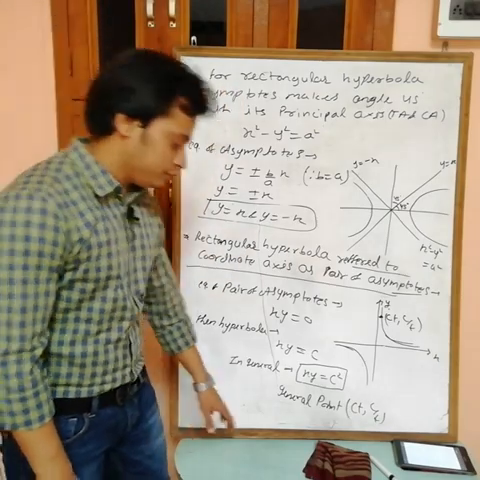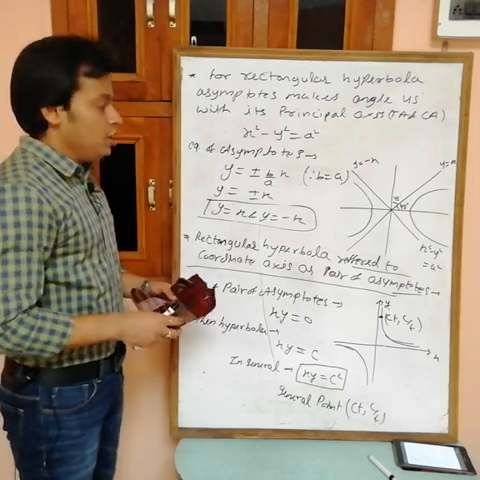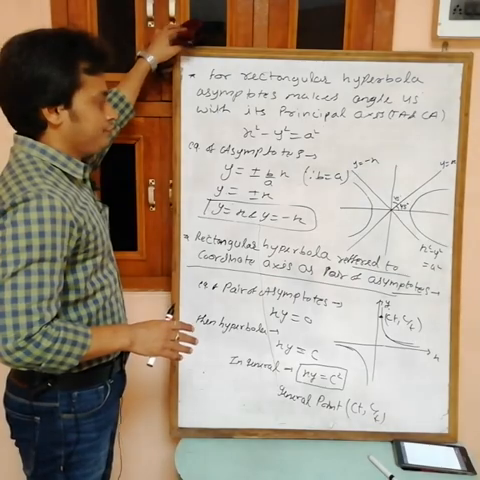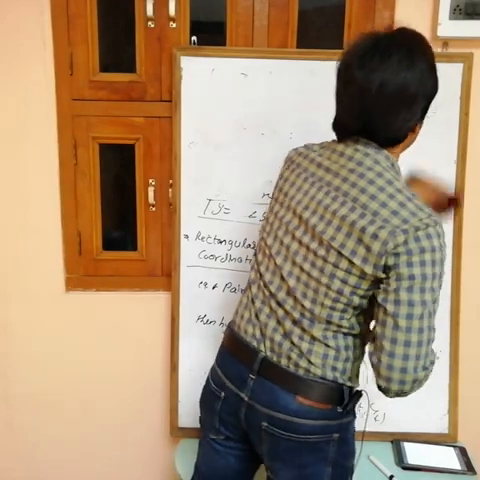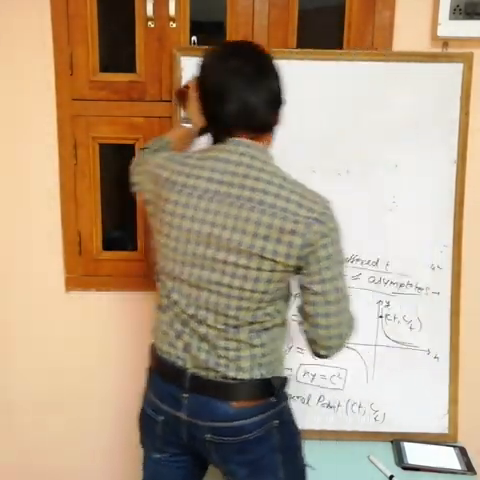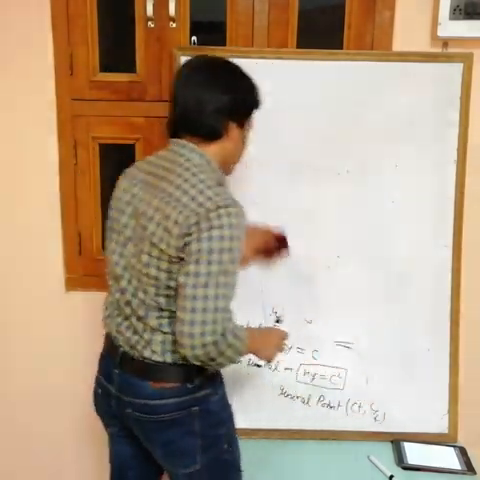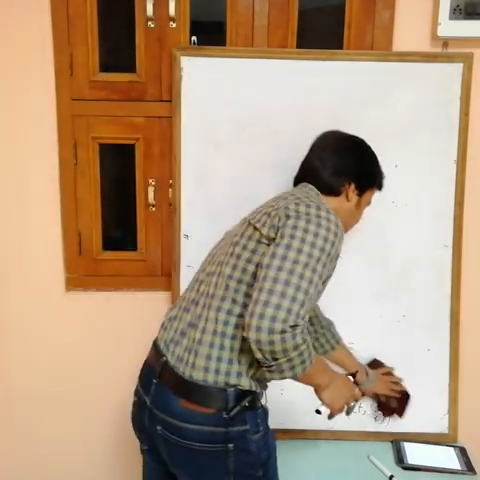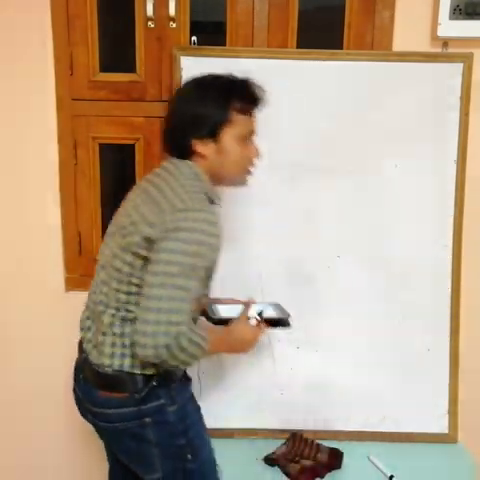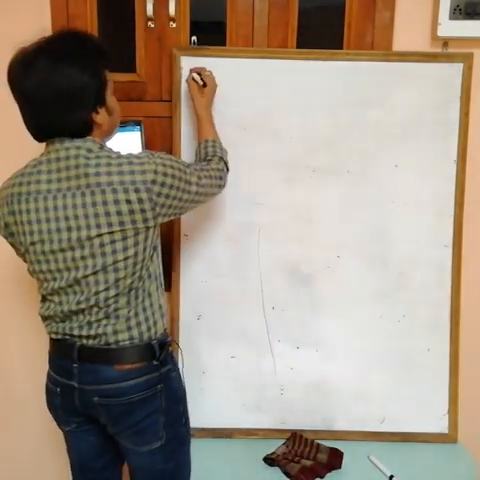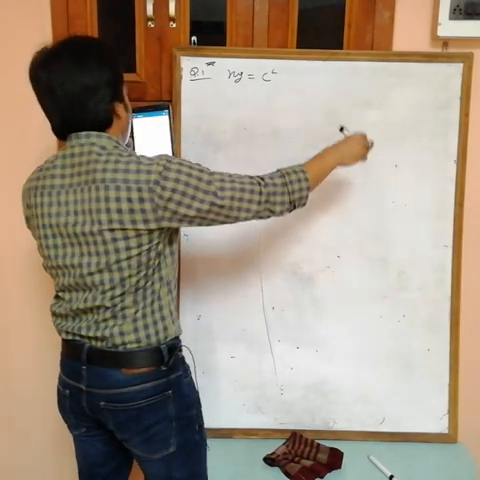Write down. We will take some questions based on this rectangular hyperbola, after that the properties, then over. Remember that in case of a rectangular hyperbola, the asymptotes make an angle of 45 degrees with the principal axes, meaning the transverse and conjugate axes. The general point of the hyperbola xy equals c square is ct comma c by t.